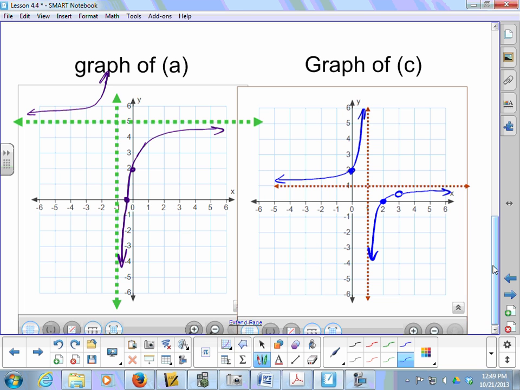Tomorrow, we're going to talk about what's called an oblique or slant asymptote, which are the same thing, and parabolic asymptotes. And those are going to be when the degree of the numerator is larger, okay?